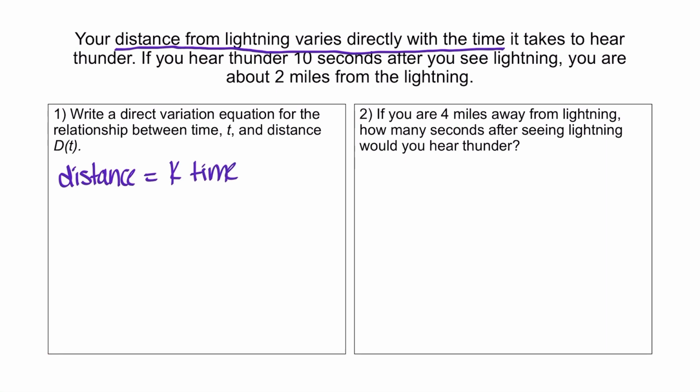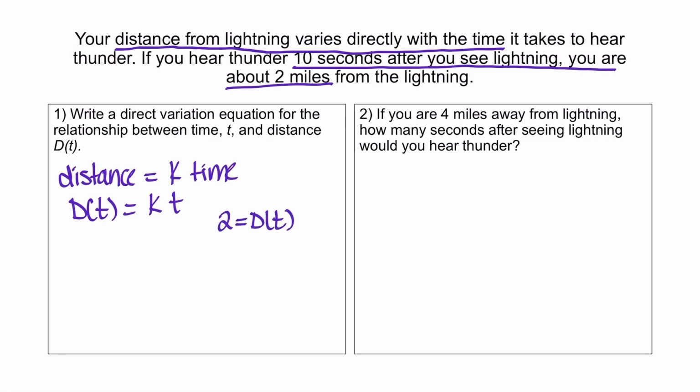Well, in this problem, it tells me which variables to use. So distance is going to be d of t, and that equals k times time. So I don't know my value of k, but it does give me an example. It says 10 seconds after you see lightning and you are 2 miles away. Okay, so that means that 2 miles is my value of d, and 10 seconds is my value of t. So I'm going to plug into this equation and use that to figure out the value of k.